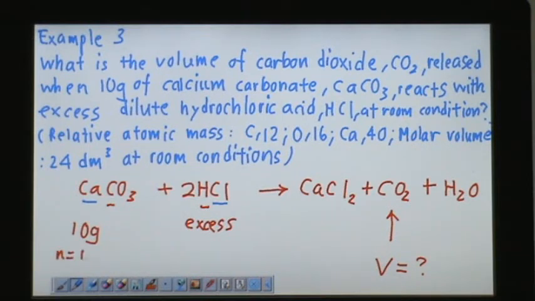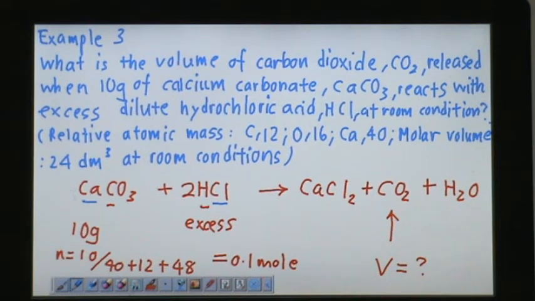So how do we find the mole? The mole is 10 divided by CaCO3. Ca itself is 40, CO3, C is 12, O3, O is 16, so 48. So your calculation will tell you that this is 10 divided by 100. 10 divided by 100 is 0.1, isn't it? 0.1 mole. Okay, so now we compare the mole ratio.